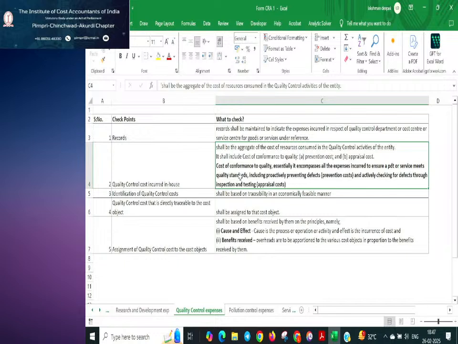Okay. So cost of conformance to quality, essentially it encompasses all the expenses incurred to ensure a product or service meets quality standards, including proactively preventing defects, which is called prevention cost. So is it good to have a prevention cost, or is it good to have an appraisal cost when it comes to QC, that is quality control? Prevention. If you find defectives, then once again you have to do a rework, or sometimes it may go for scrap. So it is an additional cost. So always the organization looks from the perspective of the prevention cost, the quality control cost being the prevention cost.